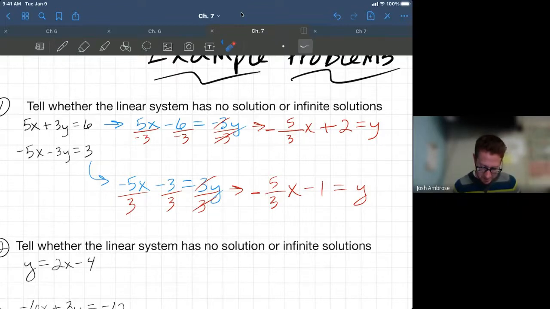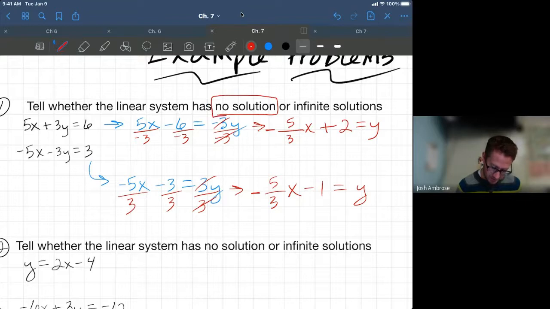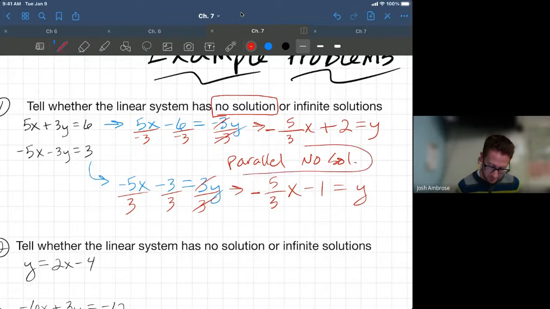Let's look at the slope. A negative 5 over 3, a negative 5 over 3. Same slope. So I have to then look at the y-intercept. Positive 2, negative 1. So this means we have same slope, different y-intercept, which means this is fitting into the no solution category. All right, these are parallel lines, therefore no solution. Okay, so that is the first example problem right there.